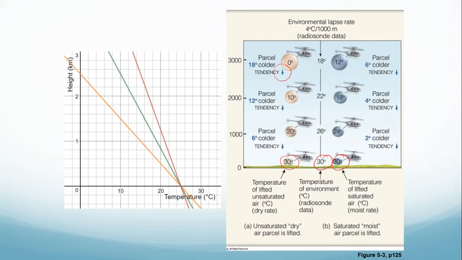As a result, you are going to have a tendency for these parcels to be more dense than the environment itself, and so they will sink back down to the ground. On the left is a graph showing the temperature profiles of this figure. You have the environmental lapse rate, which is 4 degrees Celsius per kilometer. And the green is the moist lapse rate, and the orange is your dry adiabatic lapse rate.